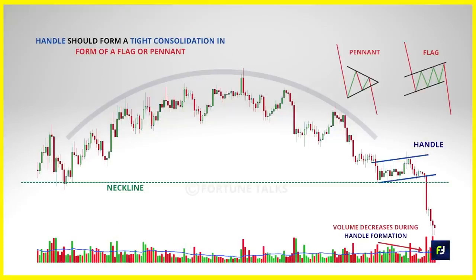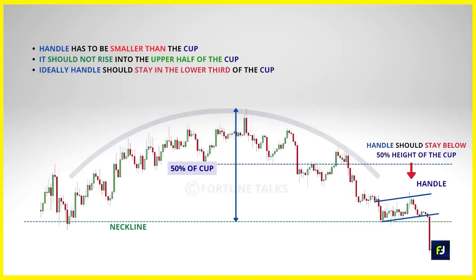Now the handle should be a tight consolidation in the form of a bear flag or a bear pennant, which also comes with contracting volumes. Now if the handle moves way higher beyond 50% of the cup, then it is better not to consider it a valid pattern, since there is enough buying pressure still available at the neckline or the support level, which is pushing the prices higher.